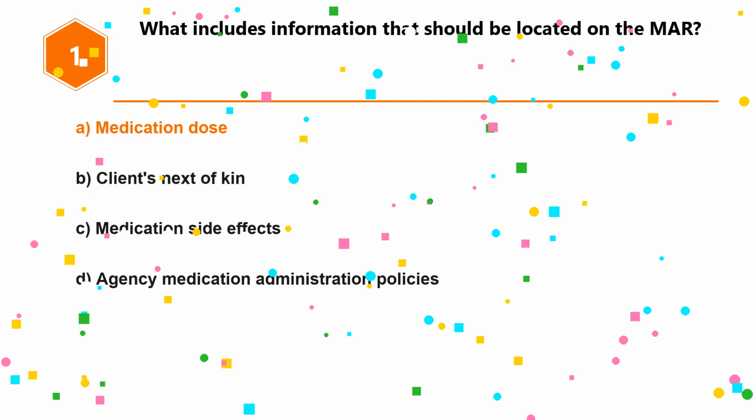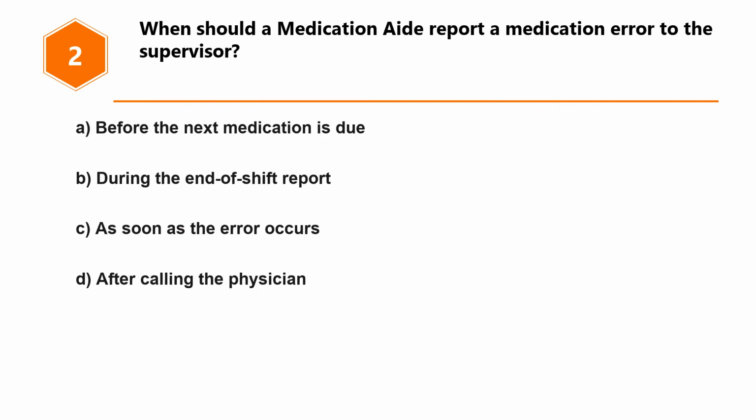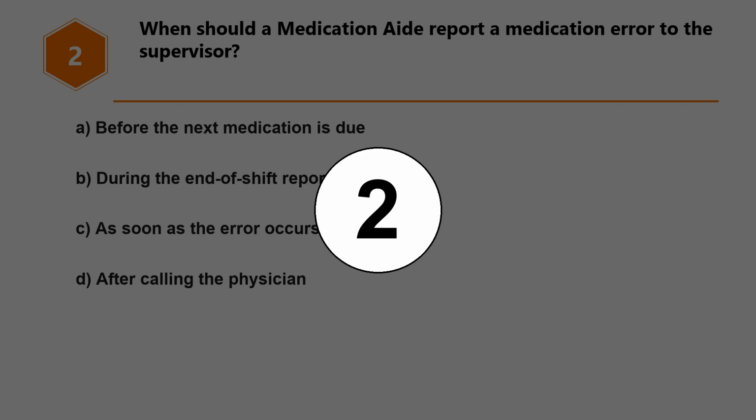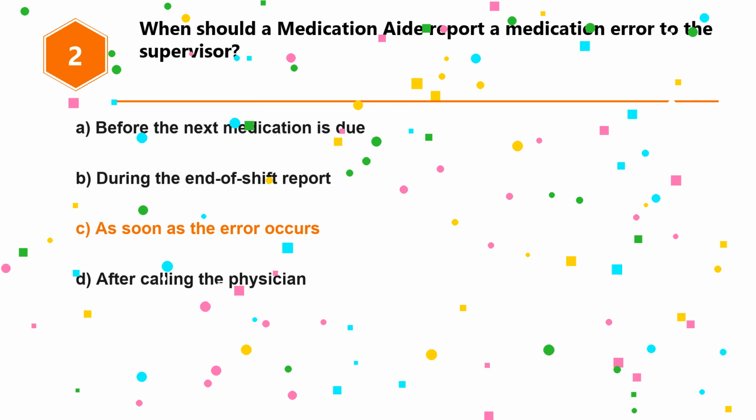Medication dose. Question 2. When should a medication aide report a medication error to the supervisor? Option A. Before the next medication is due. Option B. During the end of shift report. Option C. As soon as the error occurs. Option D. After calling the physician. The correct answer is option C. As soon as the error occurs.